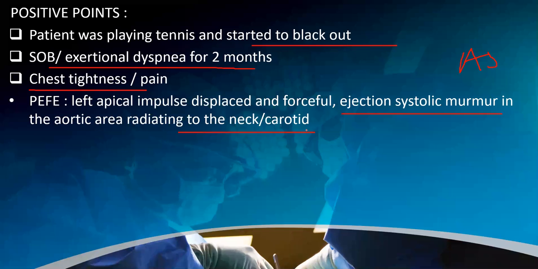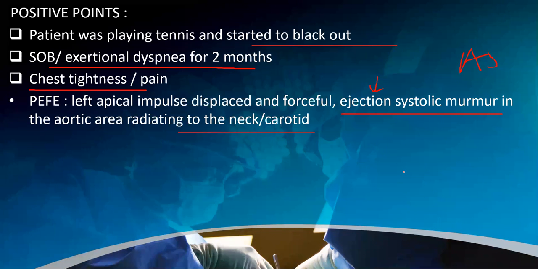And sometimes you can get the apical impulse displaced and forceful. That's not very important, but finding the murmur is very important. Now, how you ask about the murmur from an examiner, that's also important. So when you ask, apart from S1, S2, is there any other added sound like murmur, pericardial rub? The examiner says, yes, there is a murmur.